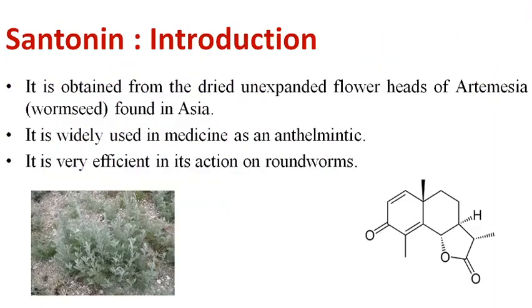First of all, the introduction of Santonin. It is obtained from the dried unexpanded flower heads of Artemisia, which is also known as wormseed, and it is found in Asia. It is widely used in medicine as an anthelmintic. Anthelmintic means a medicine used to expel intestinal roundworms.